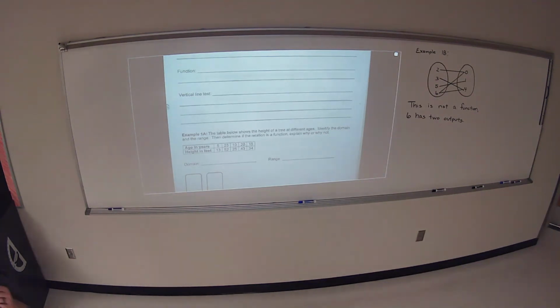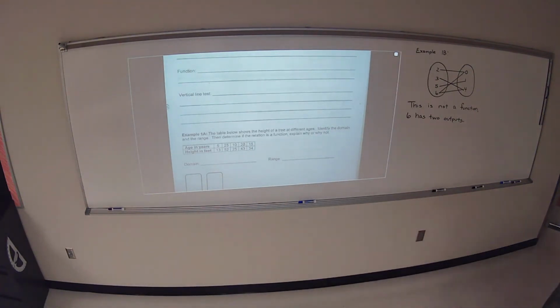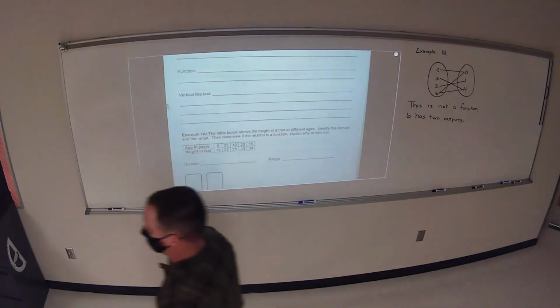So I am going to tell you that when you go to take your assessment on Friday, I'm going to expect you to use one method given one problem and another method given another different problem. You can't mix and match. You got to know when to use what. Okay? So let's talk about what the vertical line test is.